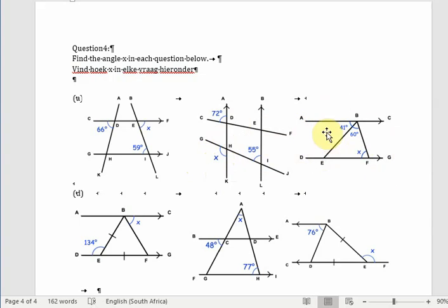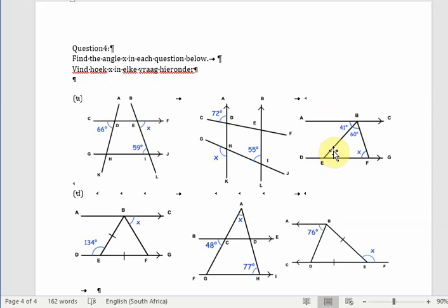In this question, those two angles are alternate angles. You see that forms an N. So this little angle and that one is 41. Both of them. Hulle is altyd verwisselende hoeke. Verwisselende hoeke is ewe groot. So hierdie binnehoek van hierdie driehoek hier is ook 41.